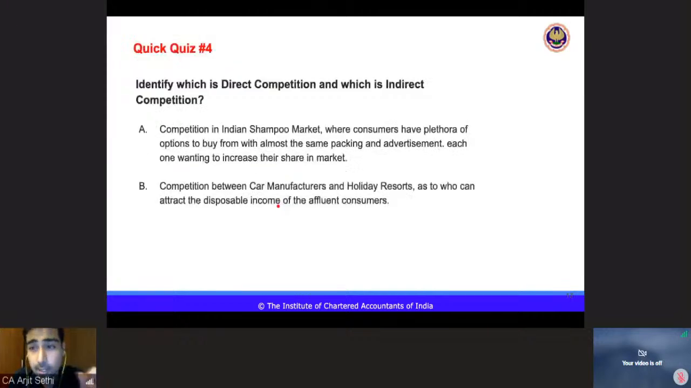Let us have a quick quiz. Everyone on the keyboards, please study the question very carefully. Read the question and answer which of these is direct competition and which is indirect competition. Is A direct or indirect, or is B direct or indirect? Read the question very carefully. You have 30 seconds, and here we go. Which of the following is direct and which is indirect?